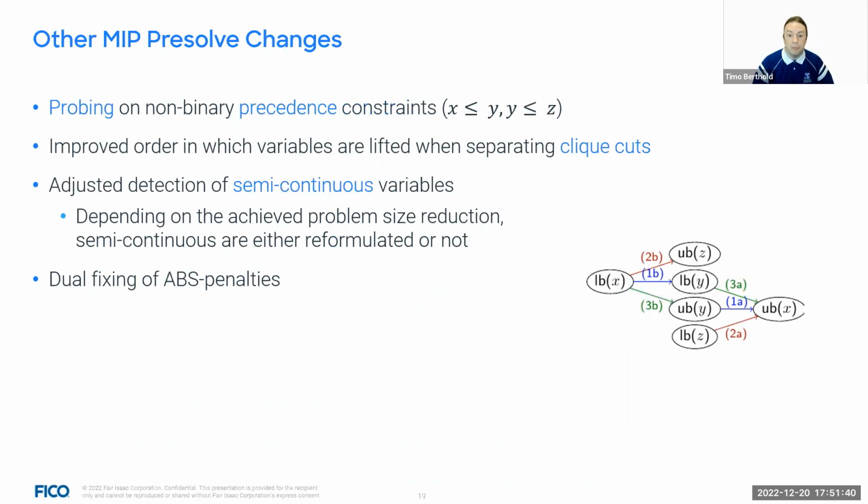There's a few other minor things we did in presolving, like extend our graph-induced probing for chains of precedence constraints to the case that you have non-binary precedences, or have an improved detection of semi-continuous structures in the MIP model. And depending on the impact on overall model size, we would either formulate such structures as semi-continuous directly or via a linear reformulation. We improved our lifting procedure for clique cuts, and when you are working with general constraints, you might now see a better dual presolving for absolute value constraints.